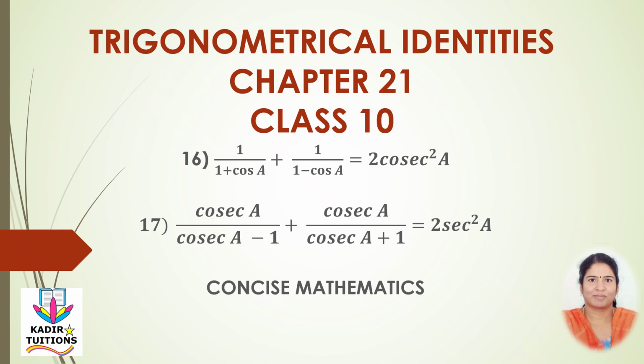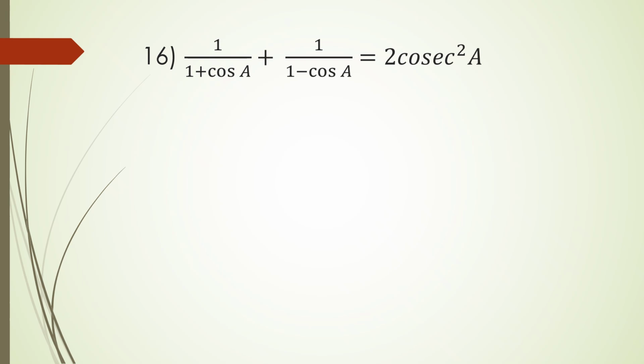Hello everyone. In this video we are going to see two trigonometrical questions belonging to chapter 21 of Trigonometrical Identities, Concise Mathematics textbook. Let's see the first question. The first question is 1 by 1 plus cos A plus 1 by 1 minus cos A, which is equal to 2 cosecant square A. This is what we have to prove.